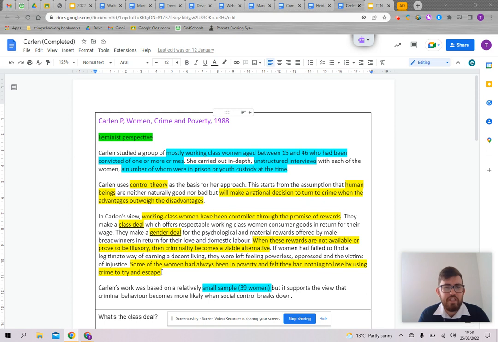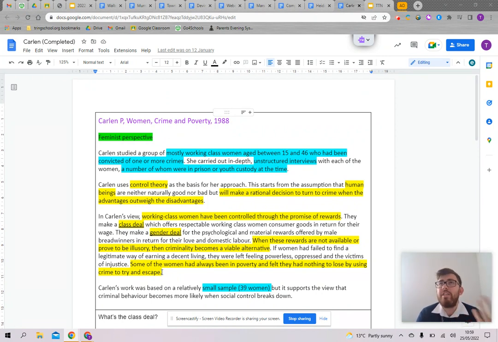Okay, now it's worth noting that some of the women had always been in poverty and they felt like they had nothing to lose by using crime to try and escape. Now, this is referring to the working class women in her sample. Now, that seems perfectly legitimate. If you've only ever known poverty, you've only known sort of low paying jobs and sort of not very good relationships in which to utilize the gender deal, then crime does become a legitimate option. Okay, now that's literally it.